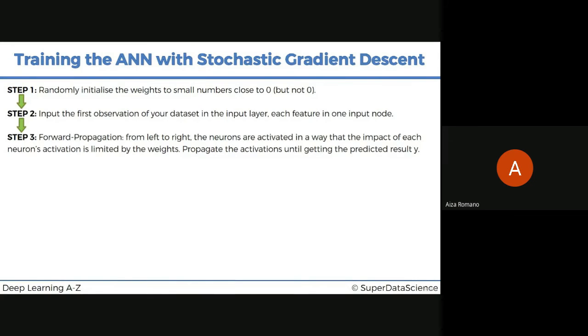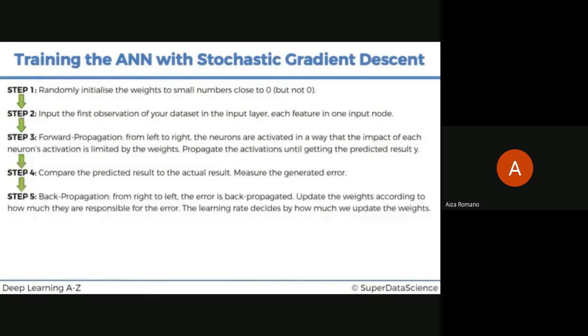Step four, we compare the predicted result to the actual result and measure the error. Step five, you do the back propagation from right to left. The error is back propagated, and then we update the weights according to how much they are responsible for the error. Again, you're able to calculate that because of the way that backpropagation is structured. The learning rate decides by how much we update the weights. Learning rate is a parameter you can control in your neural network.